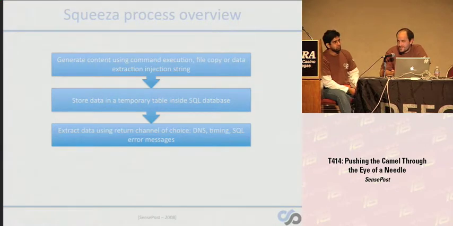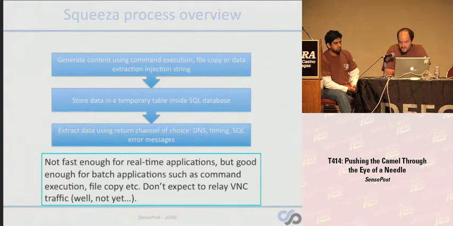Of course, the timing, as you can imagine, was pretty slow. We were timing out 1 bit at a time. And when you're looking at sort of 2 seconds for a bit, it could take a while. But given enough time, it was usable. SQL error messages are fairly well known at this point. So this process is nice. It's not fast enough, we think, for real-time applications, but certainly for batch-type applications or command line interfaces, it's pretty nice. But don't expect to relay VNC or RDP traffic.